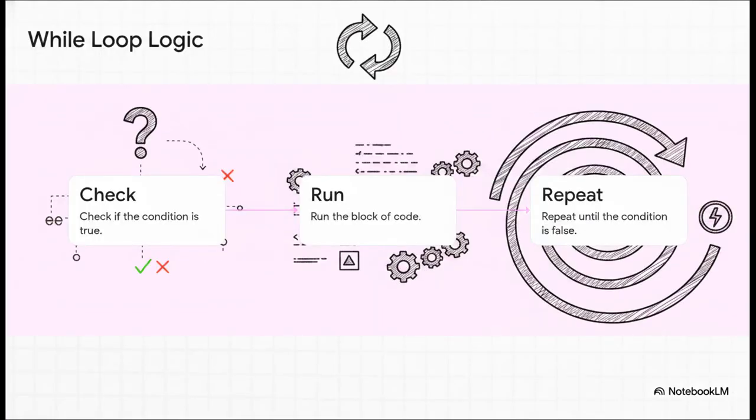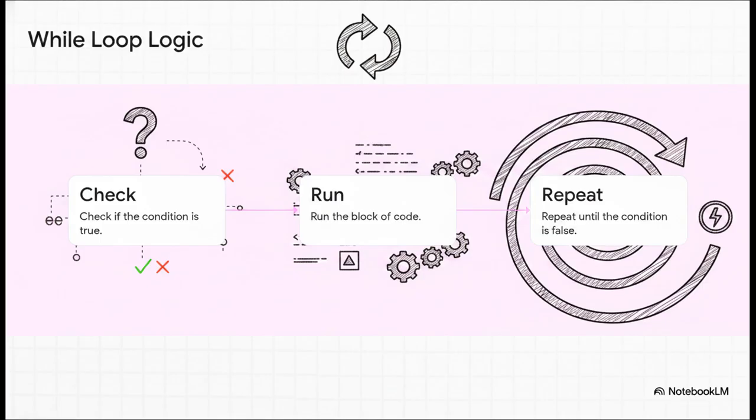So, here's the step-by-step logic happening inside the computer when it runs a while loop. Step 1, the computer checks a condition. Is it true? If yes, it moves to Step 2 and runs the block of code. Then it hits Step 3, it goes right back up to the top and checks that condition again. It's going to continuously repeat this cycle until that condition finally evaluates to false.